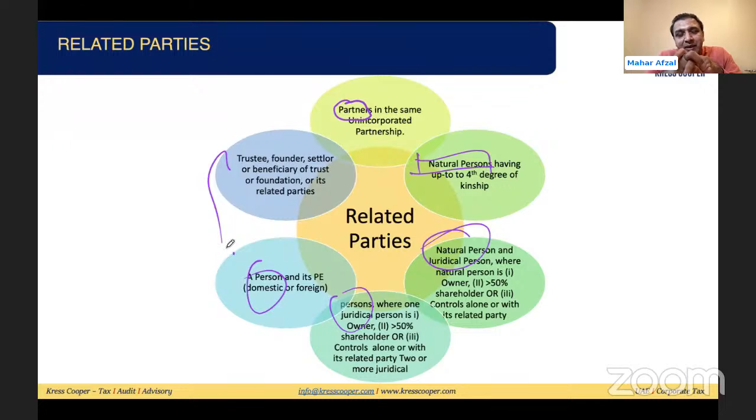So these are the parties where TP rules and TP regulations will be applicable, and in case a transaction is being made with them, the law says the price decided with them should be an arm's length price. So, related parties, repeating: partners, natural persons having a 4th degree kinship, natural person and juridical person where the natural person owns or controls more than 50%. Two juridical persons can be related parties as well. One natural person and another juridical person can be related parties as well. A partner in the same partnership can be a related party. A person and PE can be related parties. Trustee, founder, settlor, beneficiary of the trust can be related parties as well. So rules will be applicable on all these related parties.